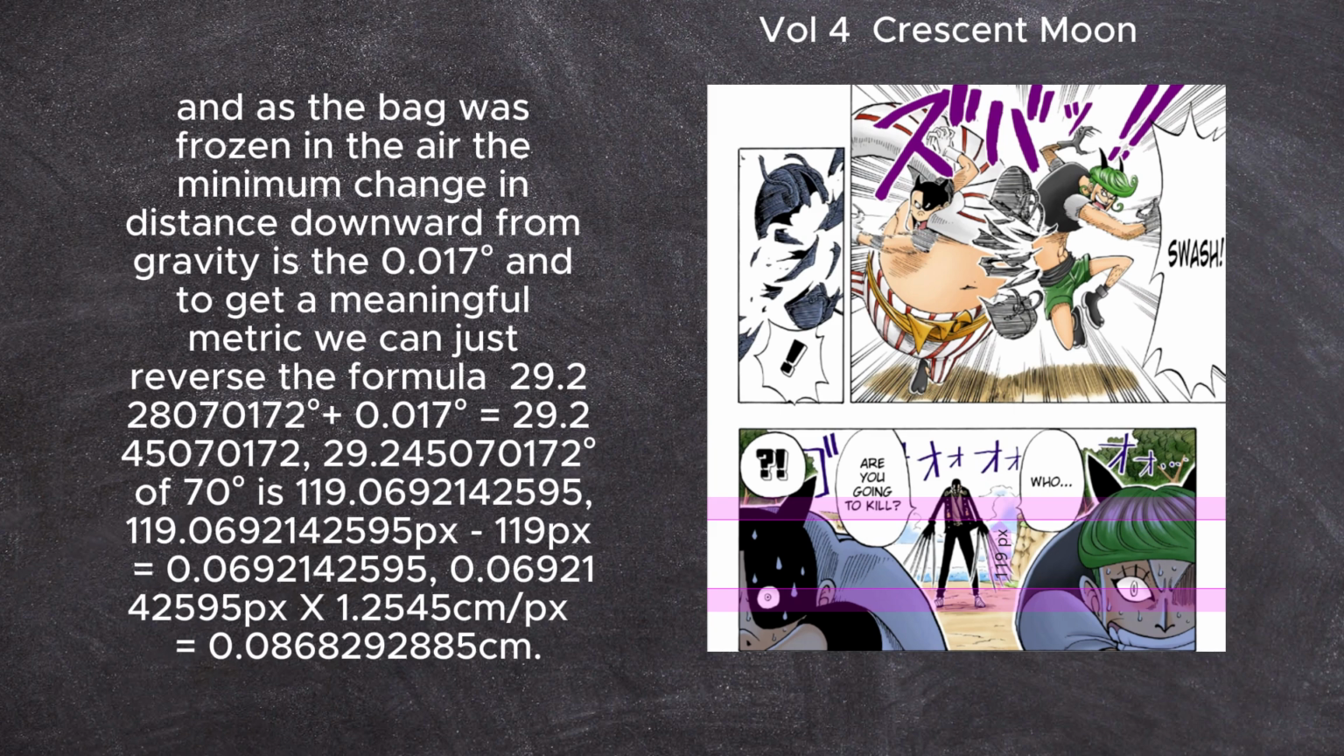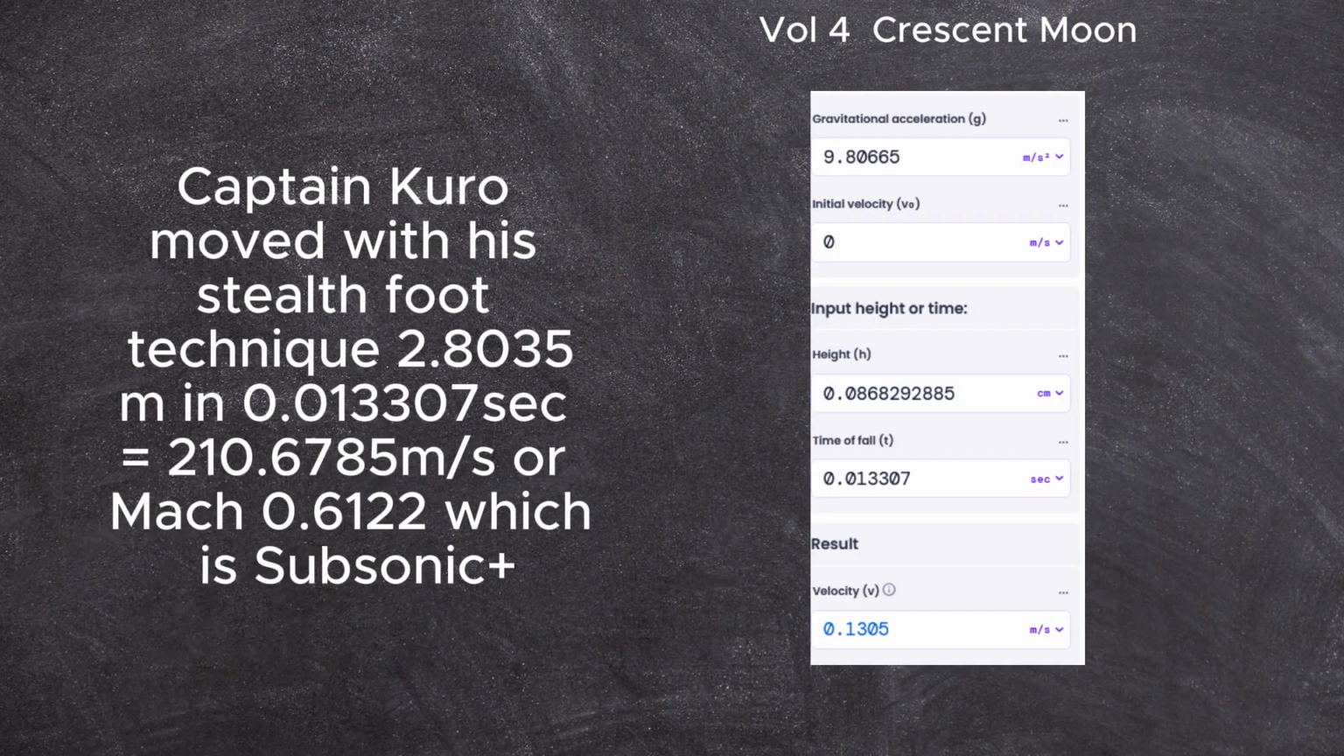0.06921425595 px × 1.2545 centimeters per px equals 0.08682928885 centimeters. Captain Kuro moved with his stealth foot technique 2.8035 m in 0.013307 seconds, equals 210.6785 meters per second or Mach 0.6122, which is subsonic plus.